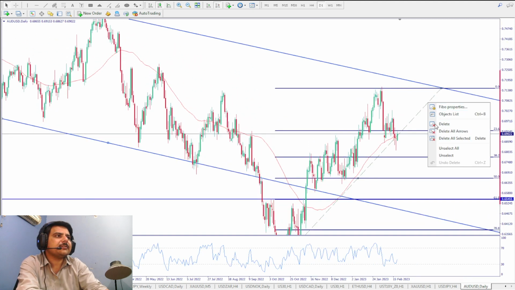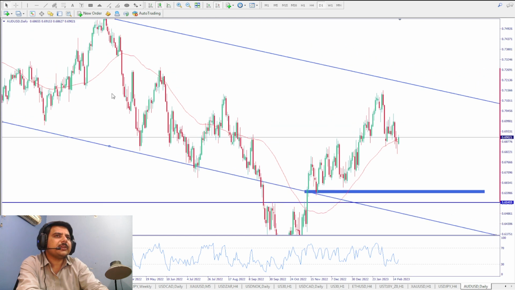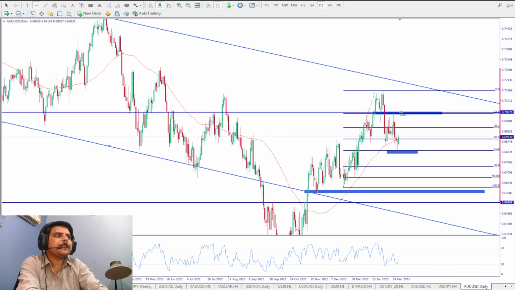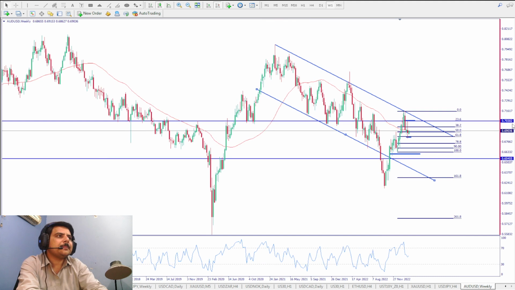Now on the daily, let's have a look at it very quickly. Let's delete this Fibonacci for now. Let's find the traditional support zone right here, going very nicely. And let's find this impulsive wave, 61.8% retracement, rejection. So on the daily, it is clearly suggesting an up move towards 0.7030. If I look at the weekly chart, let's see.